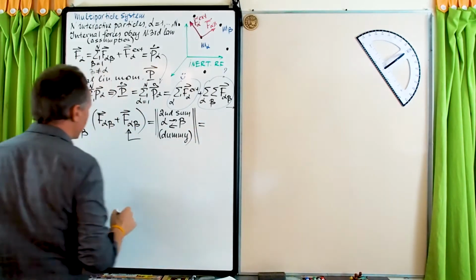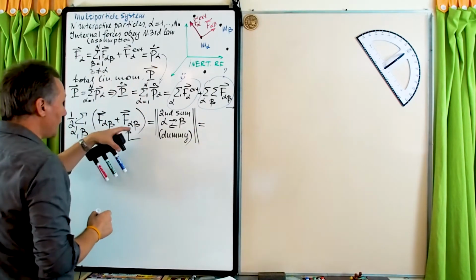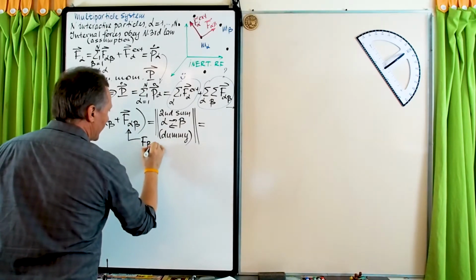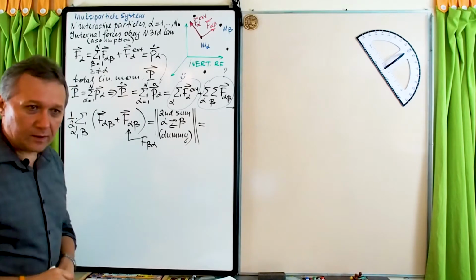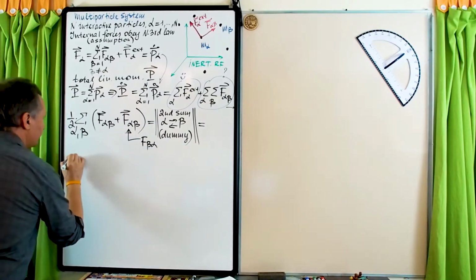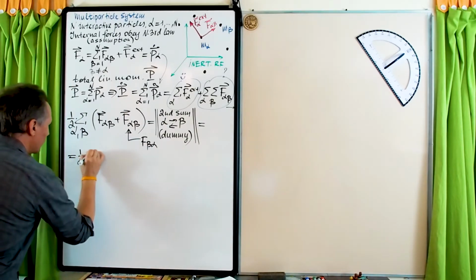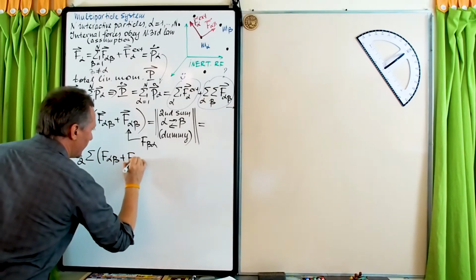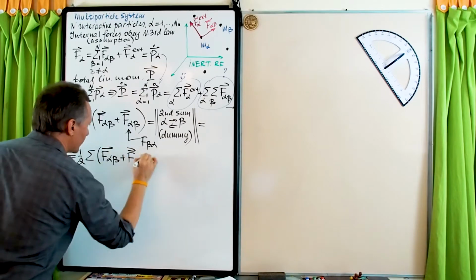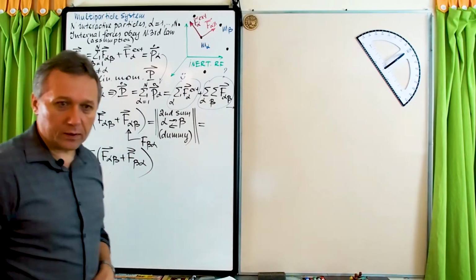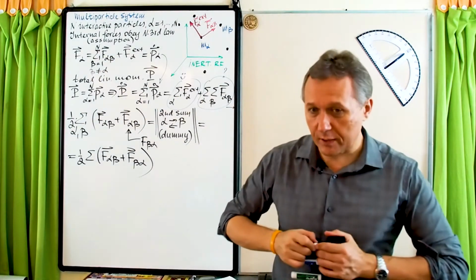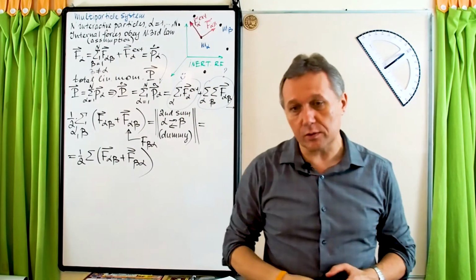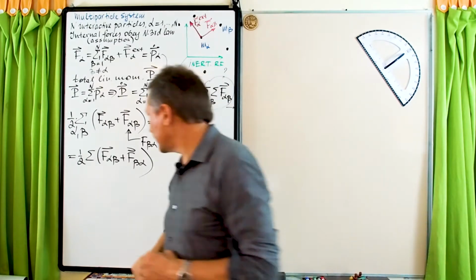Okay, so as a result, in this sum, this will be equal to f beta alpha. And okay, let me rewrite it. So it's 1 over 2 summation of f alpha beta plus f beta alpha vectors. Now it's time to use our assumption, because we used almost everything except for the assumption about Newton's third law. Now we can use that.